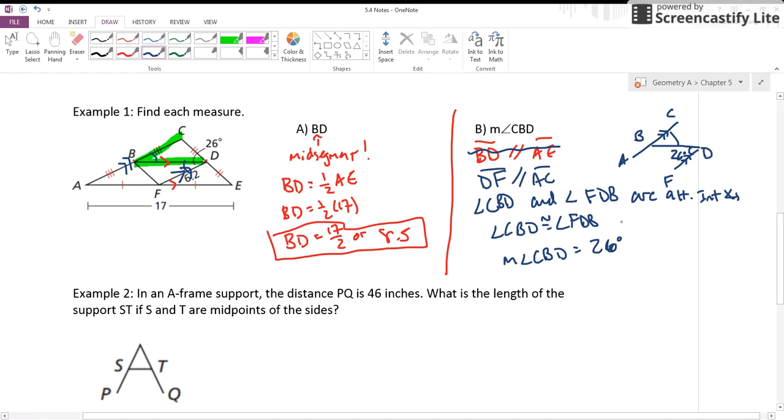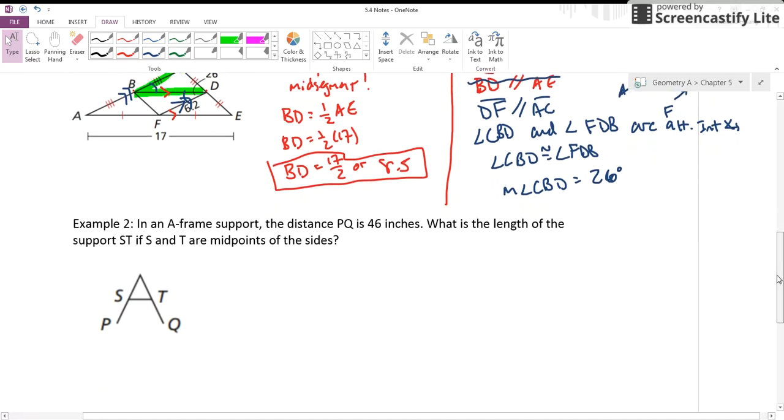Like I said before in class, it's important you don't just purge your memories of everything from last trimester, but continue using that. Continue making links from what we learned in the past to what we're doing now, okay? So those are a couple examples of how you can use the triangle midsegment theorem to solve for angles or sides.